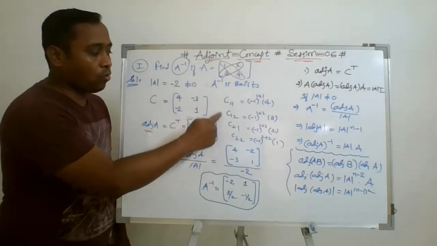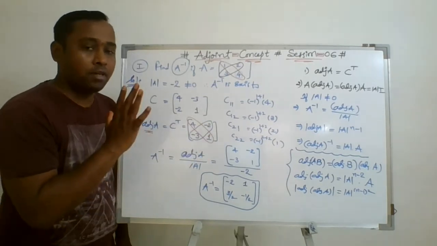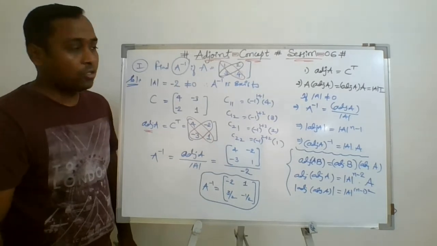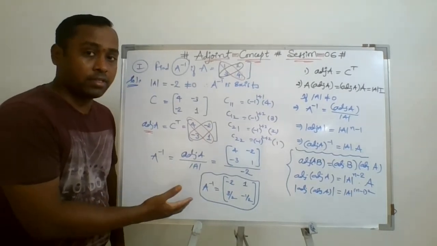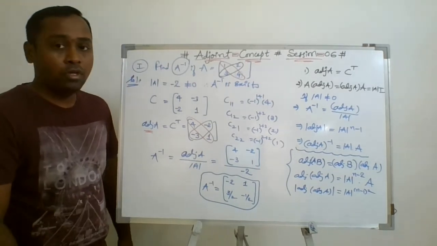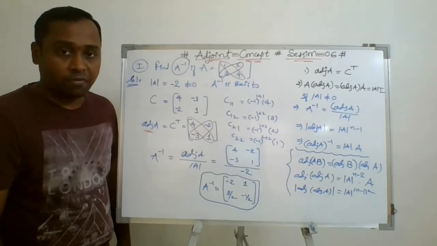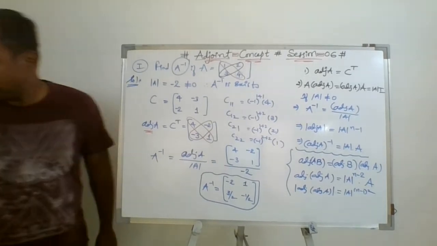Here we are finding the cofactors of 4 elements. In the 3 by 3 case, we will be finding them for 9 elements, but the method will remain the same. So I am leaving the 3 by 3 matrix, how to find A inverse and all, up to you as homework. Now I am going to discuss the other type of question, how we can proceed. Let's see.